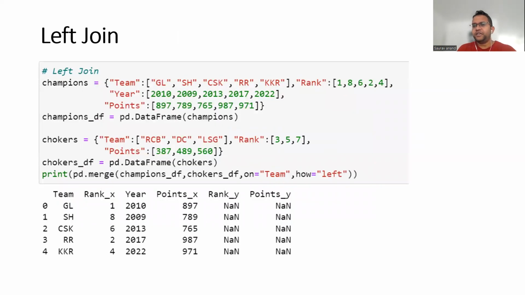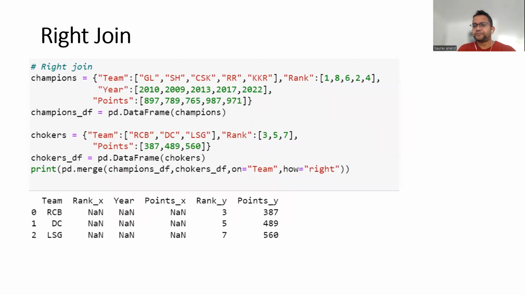Left join is a type of merging where the resulting data frame contains all the elements from the left data frame and the matching rows from the right data frame. In the example, we can see that the left data frame is champions_df and the right is chokers_df. We have used a parameter called how, where the value is left. So as a result, the output data frame contains all the elements from the champions_df and the common elements from the chokers_df.